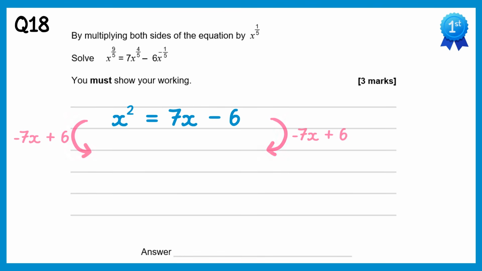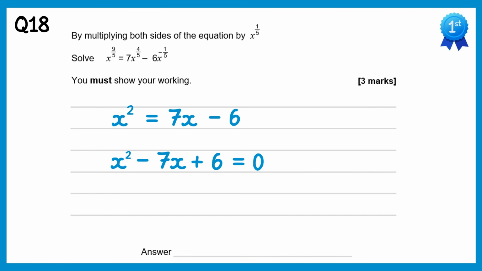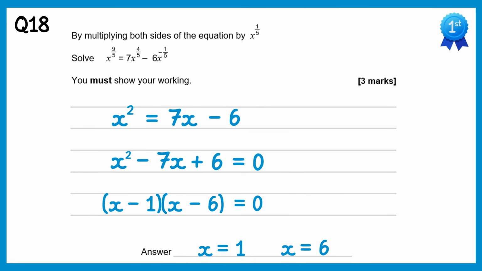Now subtract 7x and add 6 to both sides. You'll end up with x squared, take 7x, plus 6 equals 0. And this one factorizes. It's (x minus 1)(x minus 6) equals 0, which gives you two solutions, x equals 1 and x equals 6.